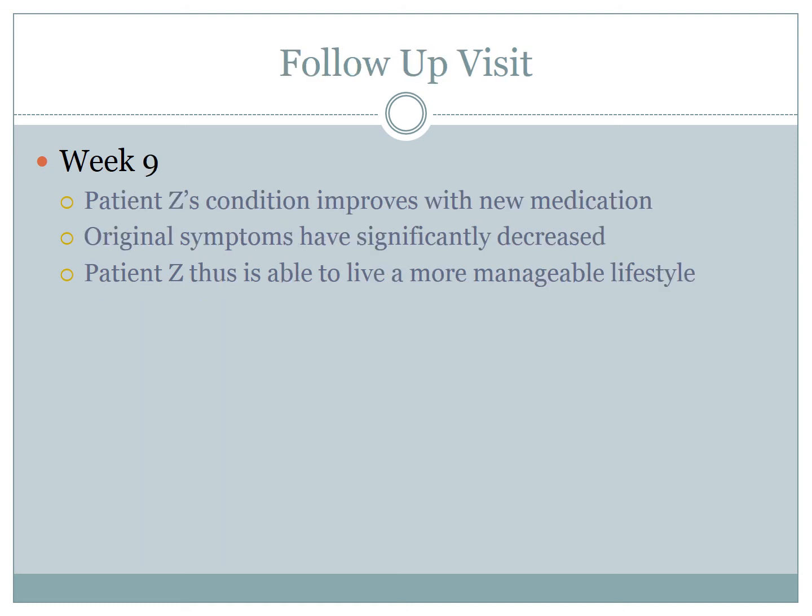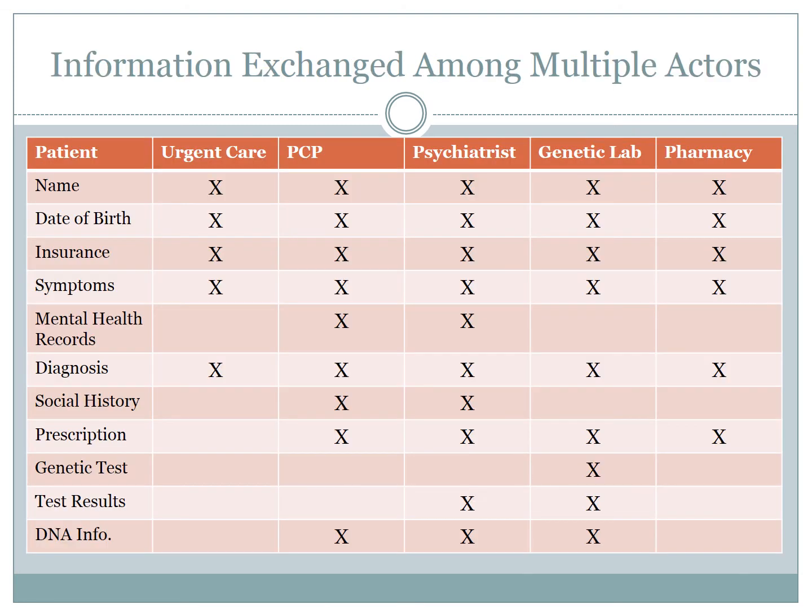The treatment based on this genetic information seems to be working for patient Z. The original symptoms have significantly decreased, thus leading patient Z to live a more manageable lifestyle. Multiple actors exchanged information regarding patient Z's electronic health record. However, the genetic testing lab and the psychiatrist were the ones that did most so.